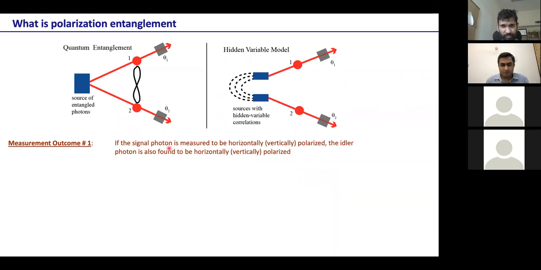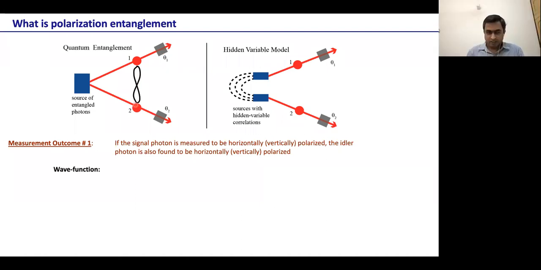I said the opposite way. Whenever signal is horizontal, the other photon is also found to be horizontal. And whenever signal is measured to be vertical, the other photon is also measured to be vertical. Now, this experimental outcome, can we explain it through quantum theory?